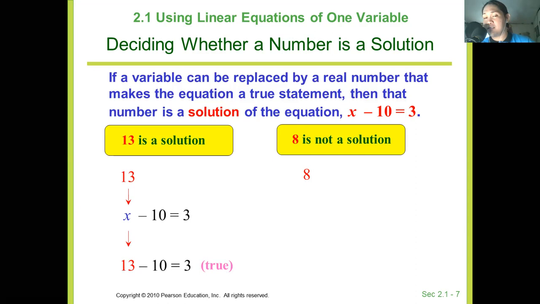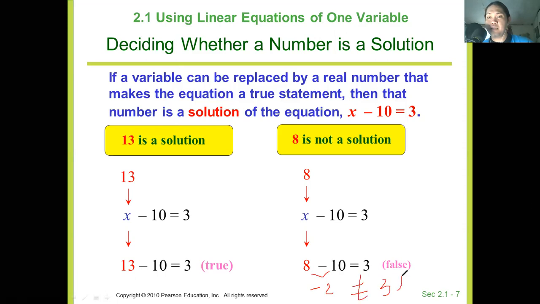What about 8? Why is 8 not a solution of x - 10 = 3? Substitute it into the given equation, x - 10 = 3. Then you have 8 - 10 = 3. We all know that 8 - 10 is not equal to 3. That's false. To solve this, the left side becomes -2, and it's not equal to 3. So the statement is false, and that's why 8 is not a solution. So easy, right? Just follow the definition. The definition is our basis.